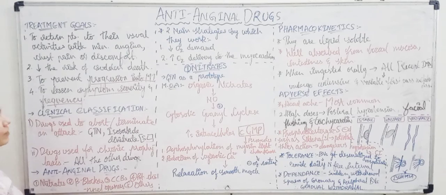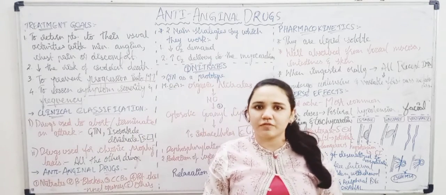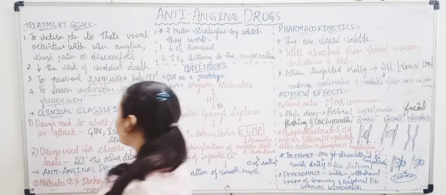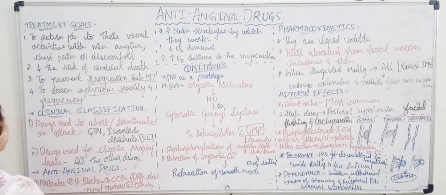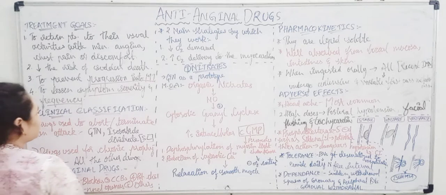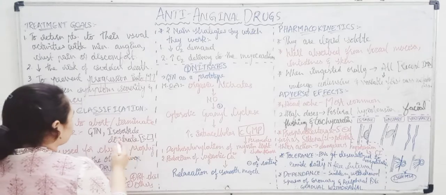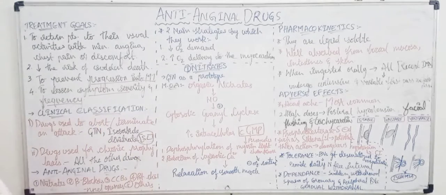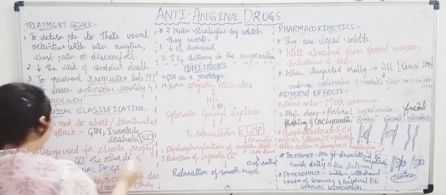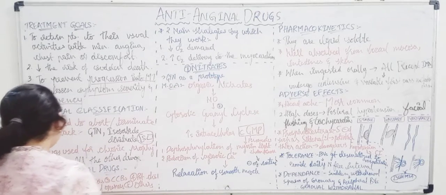So coming to the classification, in our previous class we have seen the pharmacological classification of these drugs. So there is another method of classification, that is clinical classification. So in this, the first class is drugs used to abort or terminate an attack. This is for an immediate action. These include GTN and isosorbide dinitrate in sublingual form. Coming to the drugs used for chronic prophylaxis, they are all the other drugs except these two drugs.